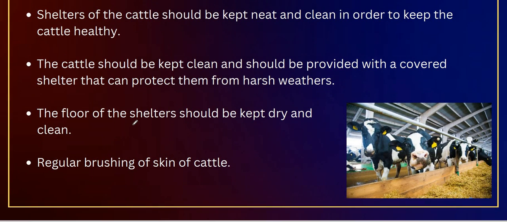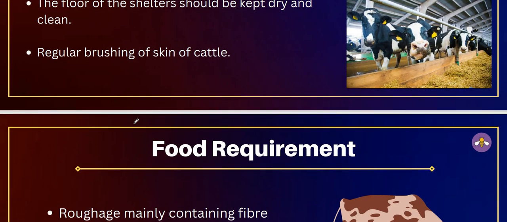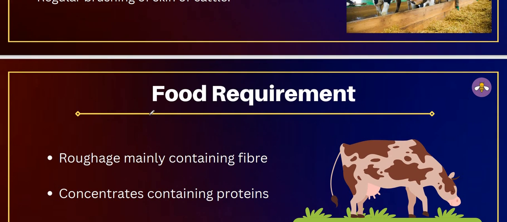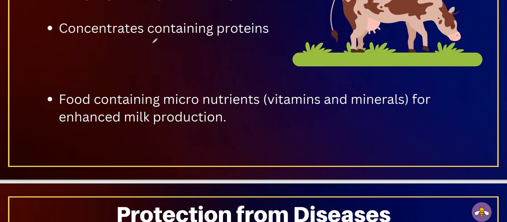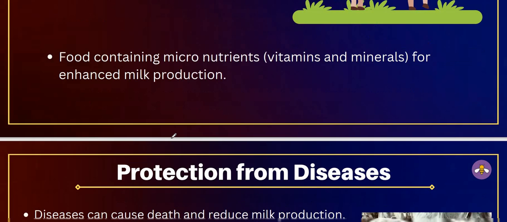The floor of the shelter should be kept dry and clean. If it is wet, the cow might slip and injury might take place. Regular brushing of the teeth of cattle should be done, or else bacteria will be there, and then it will not give milk and all. Food requirement: roughage mainly containing fiber. They should be given fiber food like corn, mostly corn, sugarcane also. Cow food is also available nowadays. Concentrates containing protein, they should be given protein. Food containing micronutrients, vitamins, minerals for enhanced milk production.